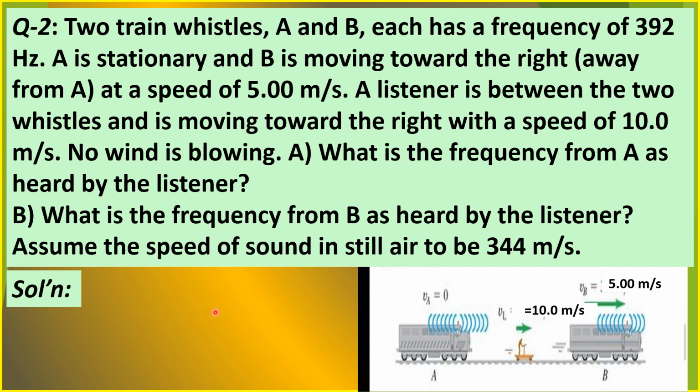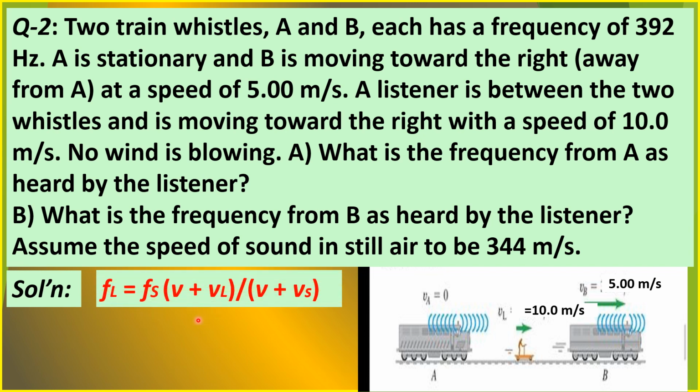And for question letter B, we use this formula. FL equals Fs times V plus VL all over V plus Vs, because we use V plus VL because the listener is moving towards whistle B. Whistle B now is our source of the sound. And in the denominator, we also use V plus Vs because the source is moving away from the listener.